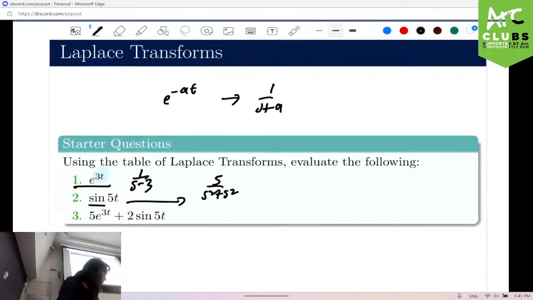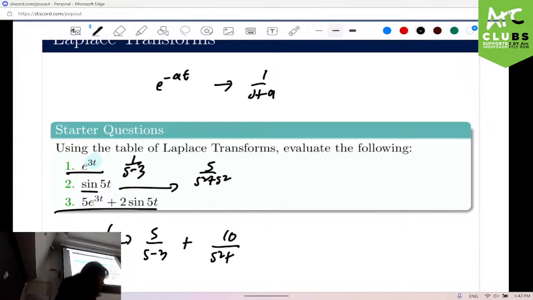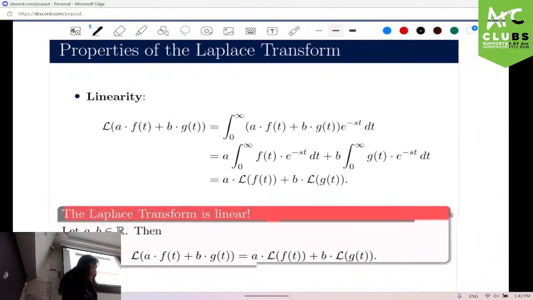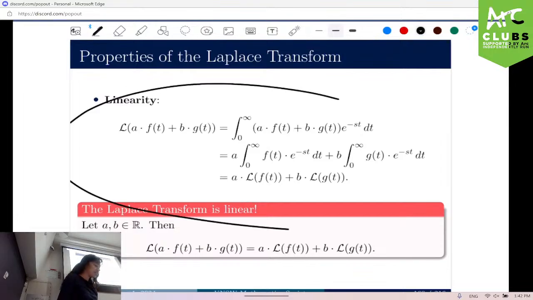Good job. Okay. Now, how about number 3? 5 on s minus 3, plus 10 on s squared plus 5 squared. So what you did in question 3 just shows that you used the linear property of the Laplace transform. So if you don't believe me that the Laplace transform is linear, this is the proof. So you have to believe me now.